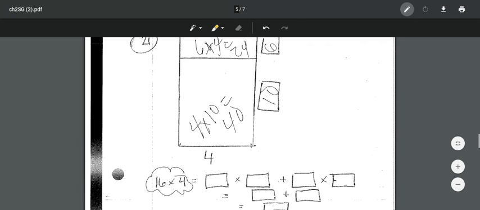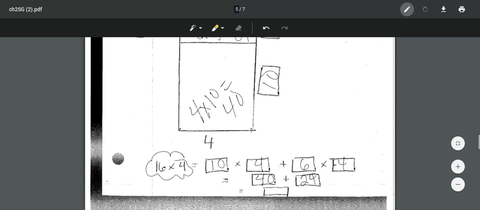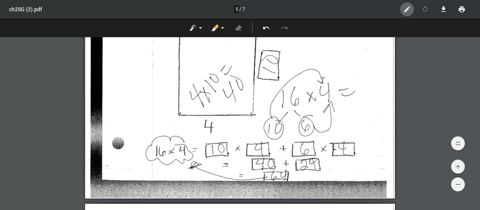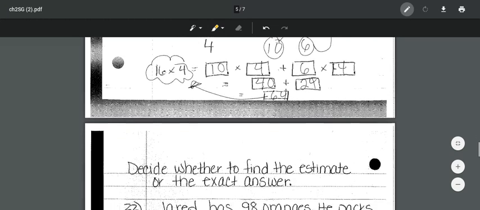So if I were to write it here, I have 10 times 4 and 6 times 4. 10 times 4 is 40. 6 times 4 is 24. If I were to add them together, I have 64. So 16 times 4 is 64. Again, when you're looking at this 16 times 4, pull out the group of 10. And then you know each of these will be multiplied by the 4. Okay, so that should help you a little bit.